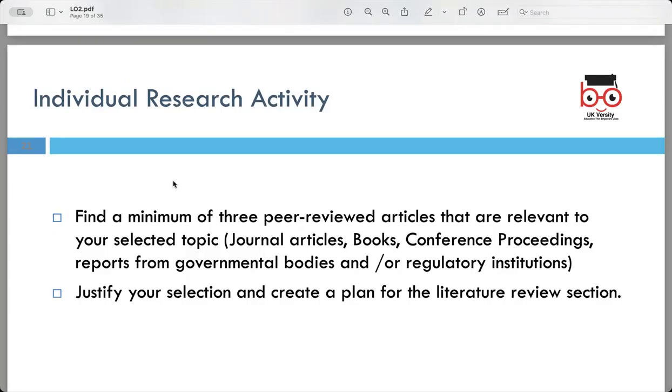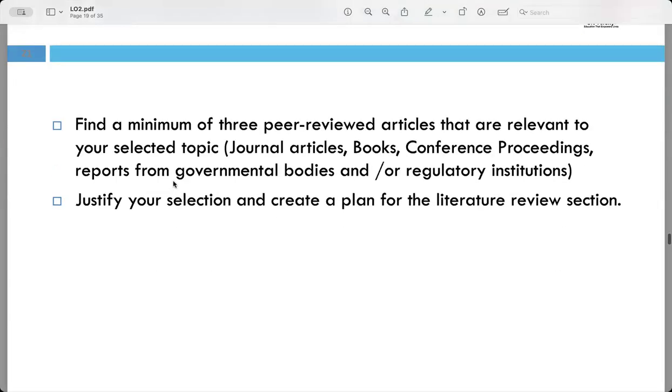So, your individual task is to find at least three peer reviewed sources that are directly connected to your research topics. These sources can include journal articles, academic books, conference proceedings, and even reports from government or regulatory organizations. Once you have selected your three sources, don't just list them, justify your choices. In other words, explain why each article or source is important for your project. Ask yourself, how does this source support my research aim and objectives?